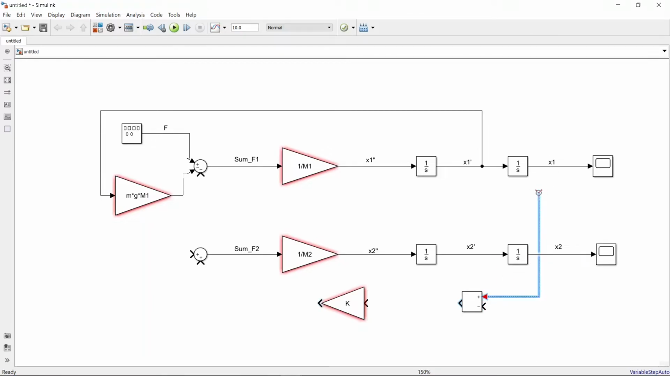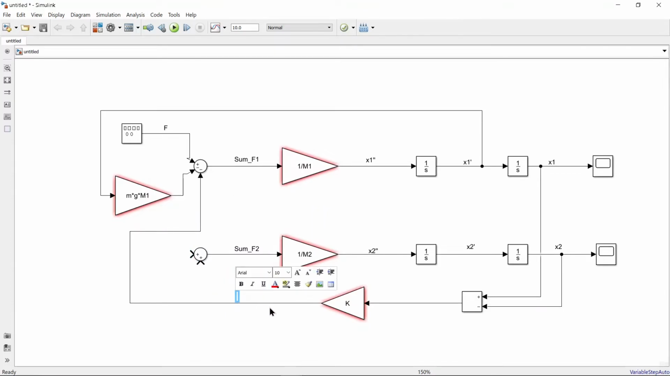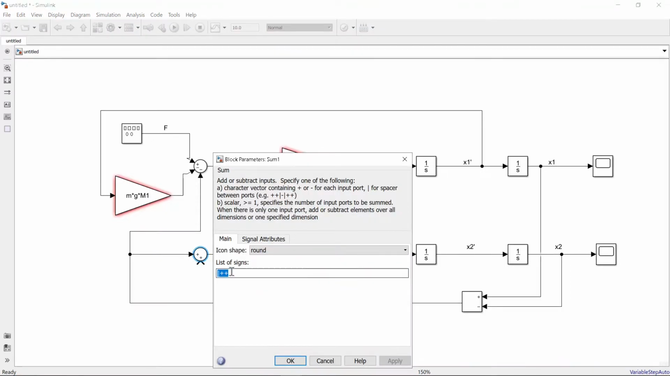So plus will go to x1, minus will go to x2. So x1 minus x2 and into k, and this will be subtracted here. This is basically Fs. In the system 2, the main force was Fs. So draw a line from here and subtract the rolling friction. So here the signs will be positive and negative. Apply. Okay.